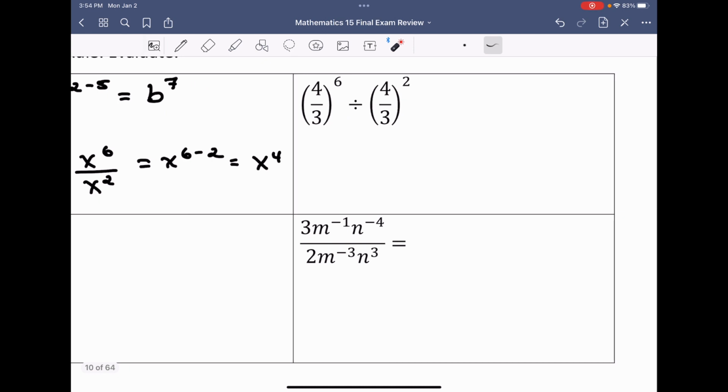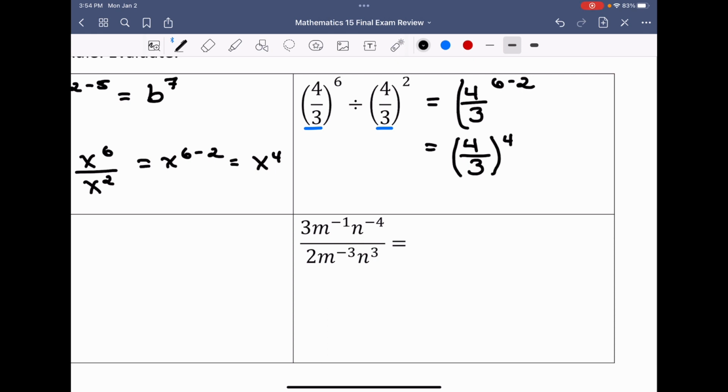All right, let's go over to our example here. 4 over 3 to the 6 divided by 4 over 3 to the 2. What we can do here is say, hey, because they share the same base of 4 over 3, where the base is represented by 4 over 3, it is equal to 4 over 3 to the 6 minus 2. And then if we simplify this, 4 over 3 to the 6 minus 2 is to the power of 4.